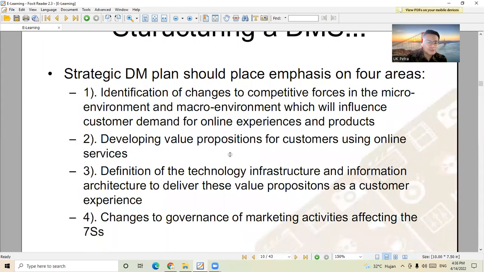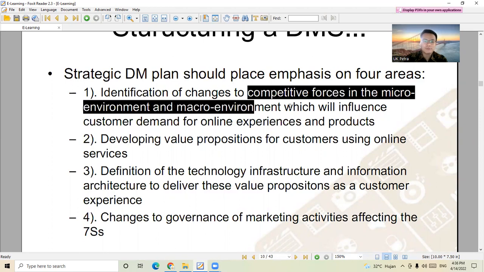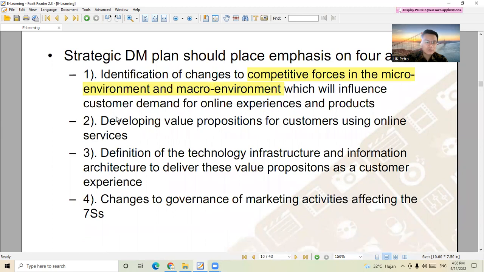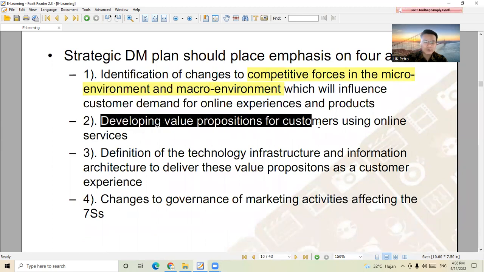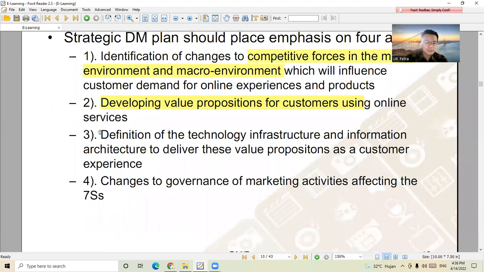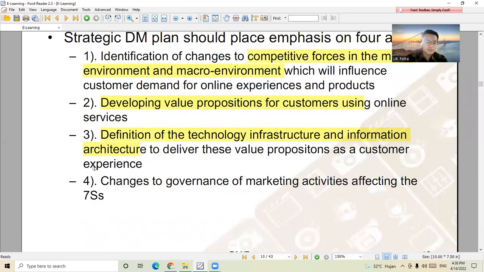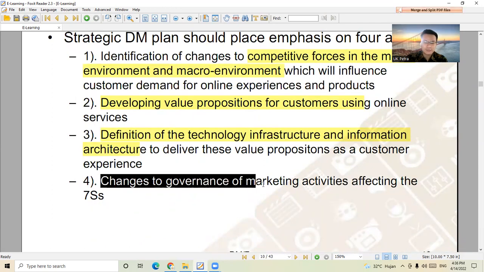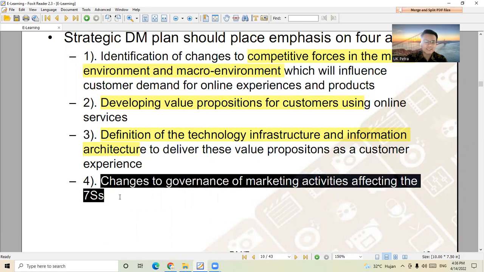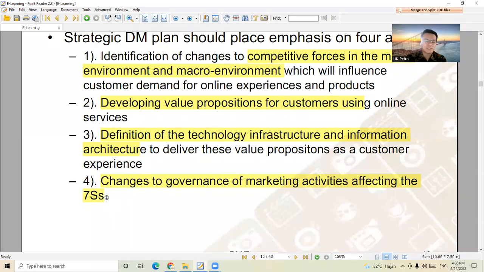The strategic digital marketing plan should place emphasis on 4 areas. The first one is about the competitive forces in the micro environment and macro environment. The second one is to develop a value proposition for customers. The third one is to define the technology infrastructure and information architecture. And the fourth one is the governance of marketing activities affecting the 7 S's. We will discuss the 7 S's in a later slide.